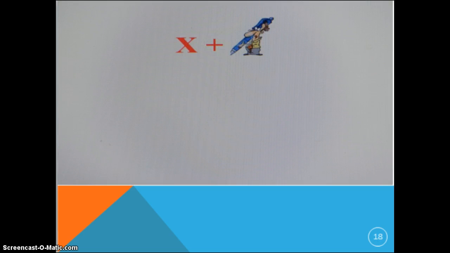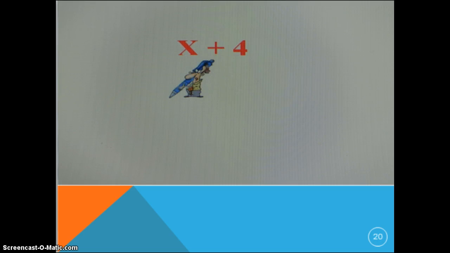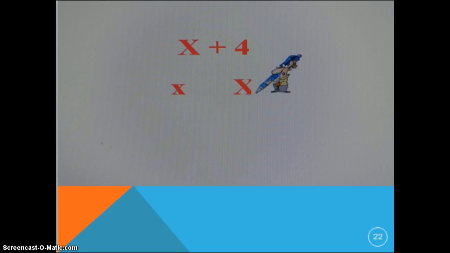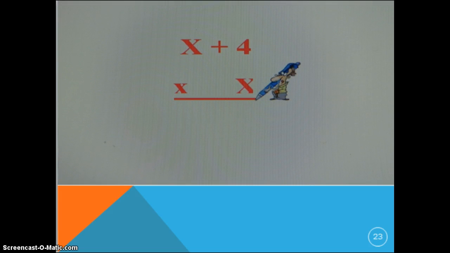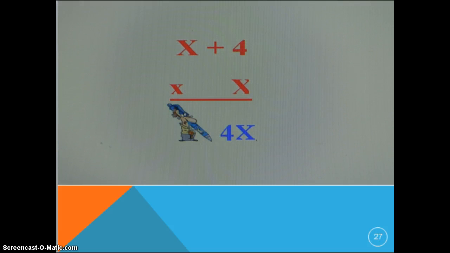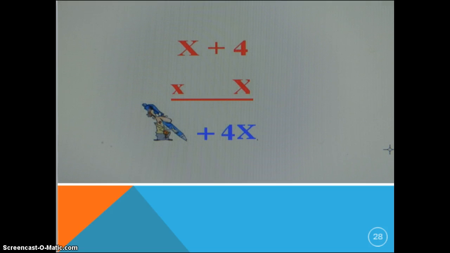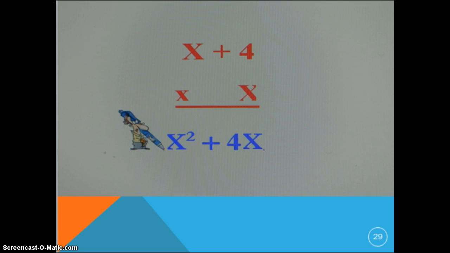Now we have x plus 4 times x. First, we multiply the x and the 4. So x times 4 will give us 4x. Then we write down the plus sign in between and we multiply the x times the x, which gives us x squared.